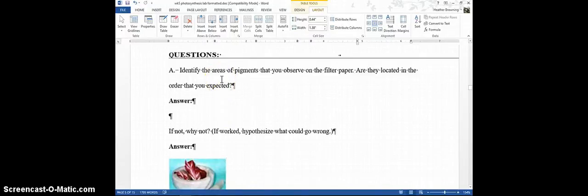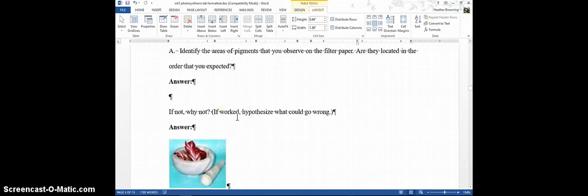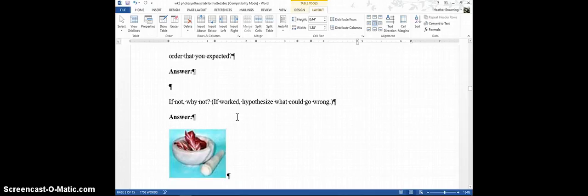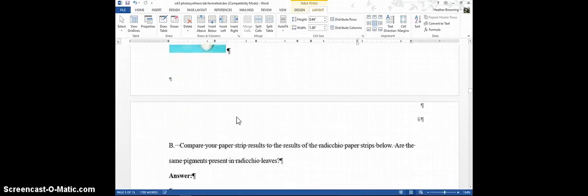Identify the areas of the pigments that you observe on the filter paper. Are they located in the order that you expected? So was everything? If not, why? And as always, if not, why? Give it, hypothesize.